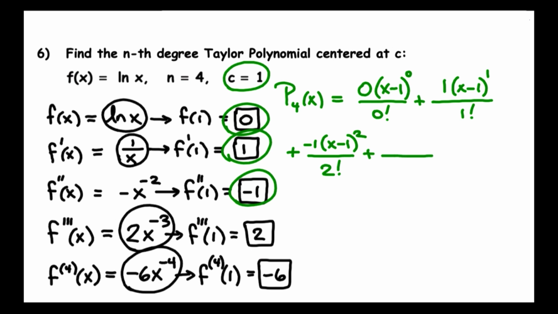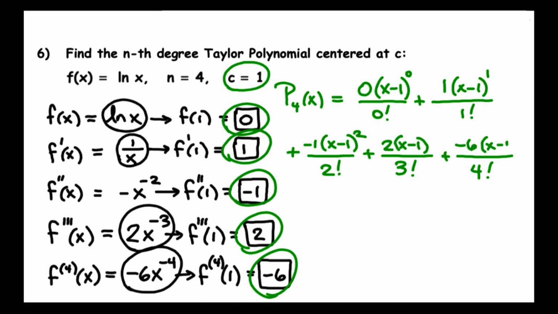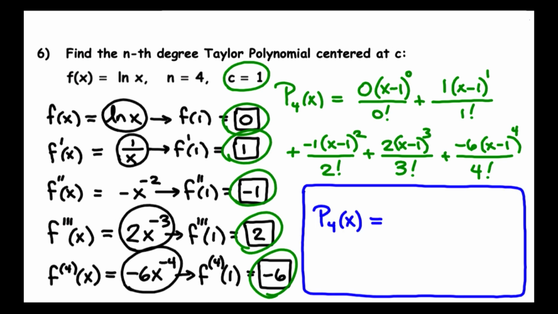Moving faster than I realized. Here's 3 factorial, 4 factorial. All right, let's see. 2 and -6 are the coefficients. These are all x minus 1s because that's where we're centered at. And the powers match the factorials to keep my life easy. All right, the final answer will be down here in this blue rectangle.